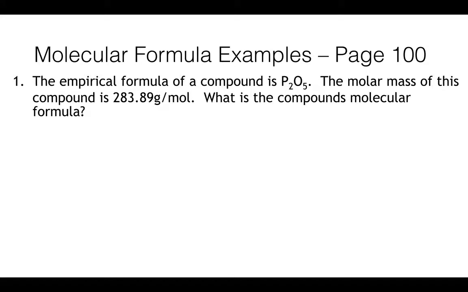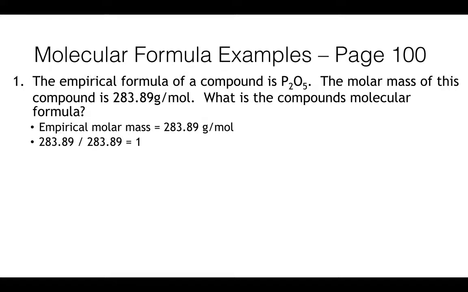Example number 1. The empirical formula of a compound is P2O5. The molar mass of this compound is 283.89 grams per mole. What is the compound's molecular formula? Well, we're going to take our molar mass. We'll find the empirical mass first. So that goes back to finding the molar mass of a substance. So 2 phosphorus and 5 oxygen.